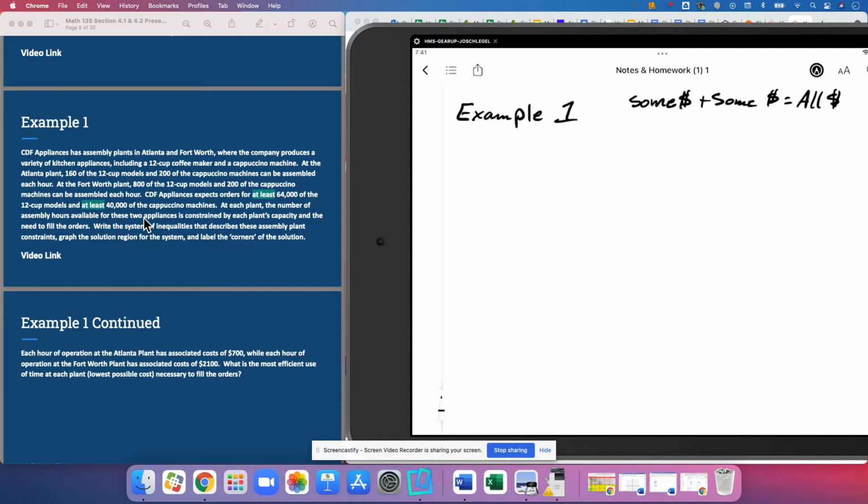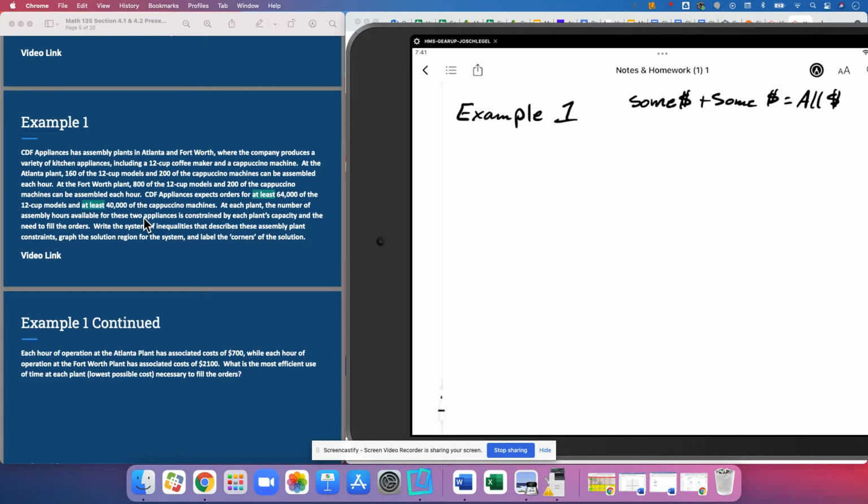So putting some meat on this really quick, everyone, I would read these a couple times and make sense of them before you start the problem. We need to understand that we have two different plants where these coffee machines and cappuccino machines are being made. At the Atlanta plant, 160 of the 12-cup models and 200 of the cappuccino machines can be assembled each hour. At the Fort Worth plant, 800 of the 12-cup models and 200 of the cappuccino machines can be assembled each hour. CDF Appliances expects that at least 64,000 of the 12-cup models and at least 40,000 of the cappuccino machines will need orders for that many of each.